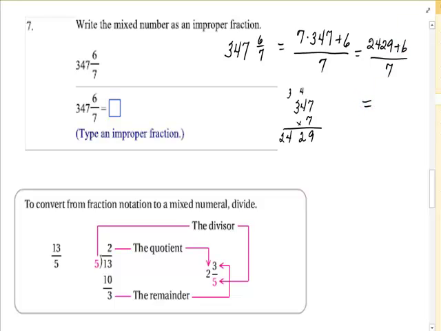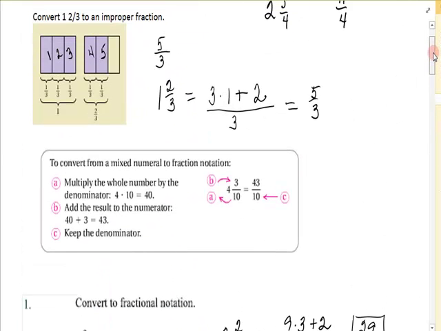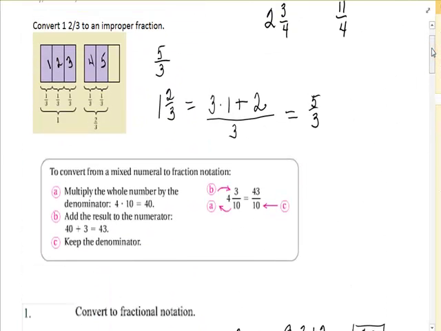When I add 6 to that, I'm going to get 2,435 over 7. And that one just had large numbers. The process was identical, but the numbers got very large. All right, now we didn't seem to have any trouble changing from a mixed number into its improper form. We multiplied 3 times 1 and added 2 and kept the denominator.